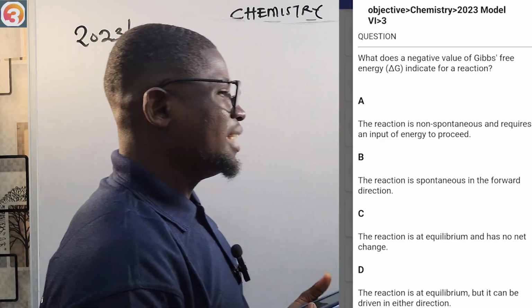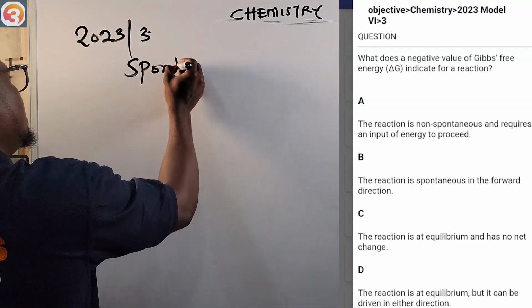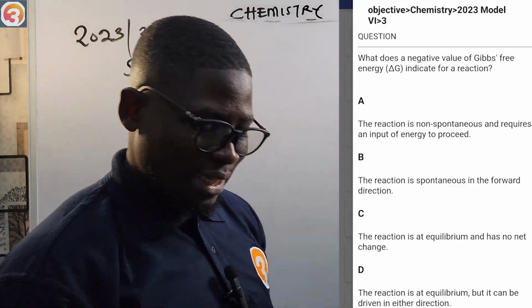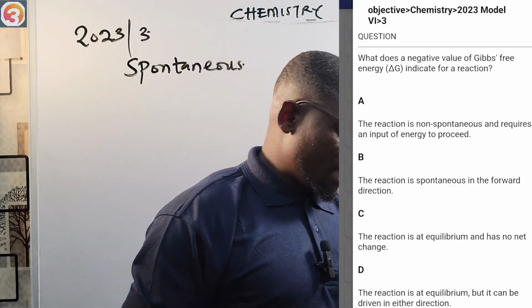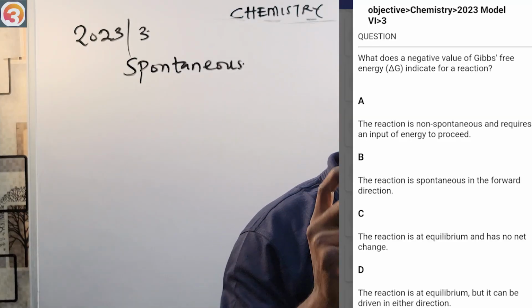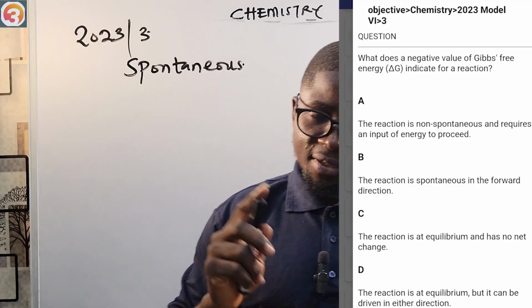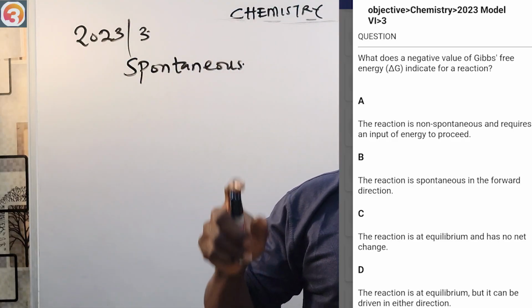We have seen that when delta G is negative, it means the reaction is spontaneous in the forward direction, or in the forward reaction. Now option A says the reaction is non-spontaneous and requires an input of energy to proceed. That's very wrong. Option B says the reaction is spontaneous in the forward direction. Very correct.